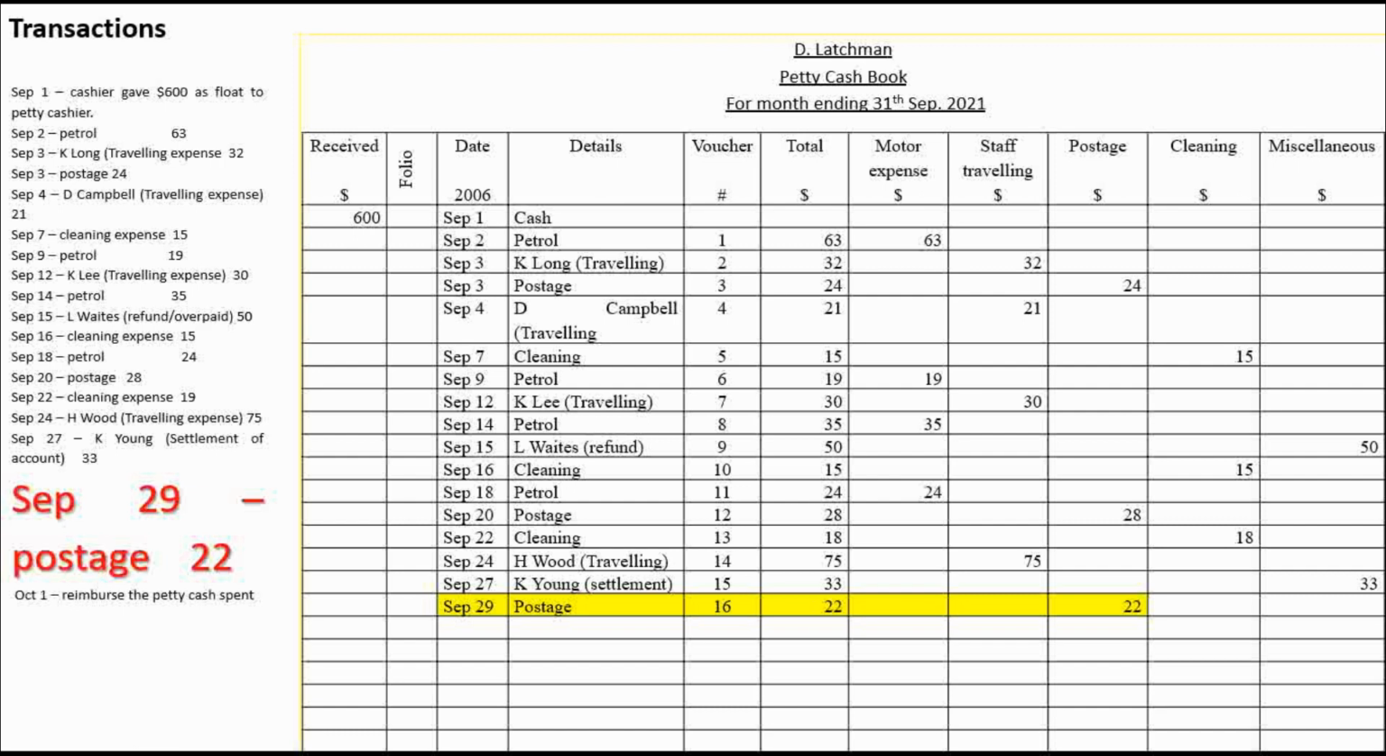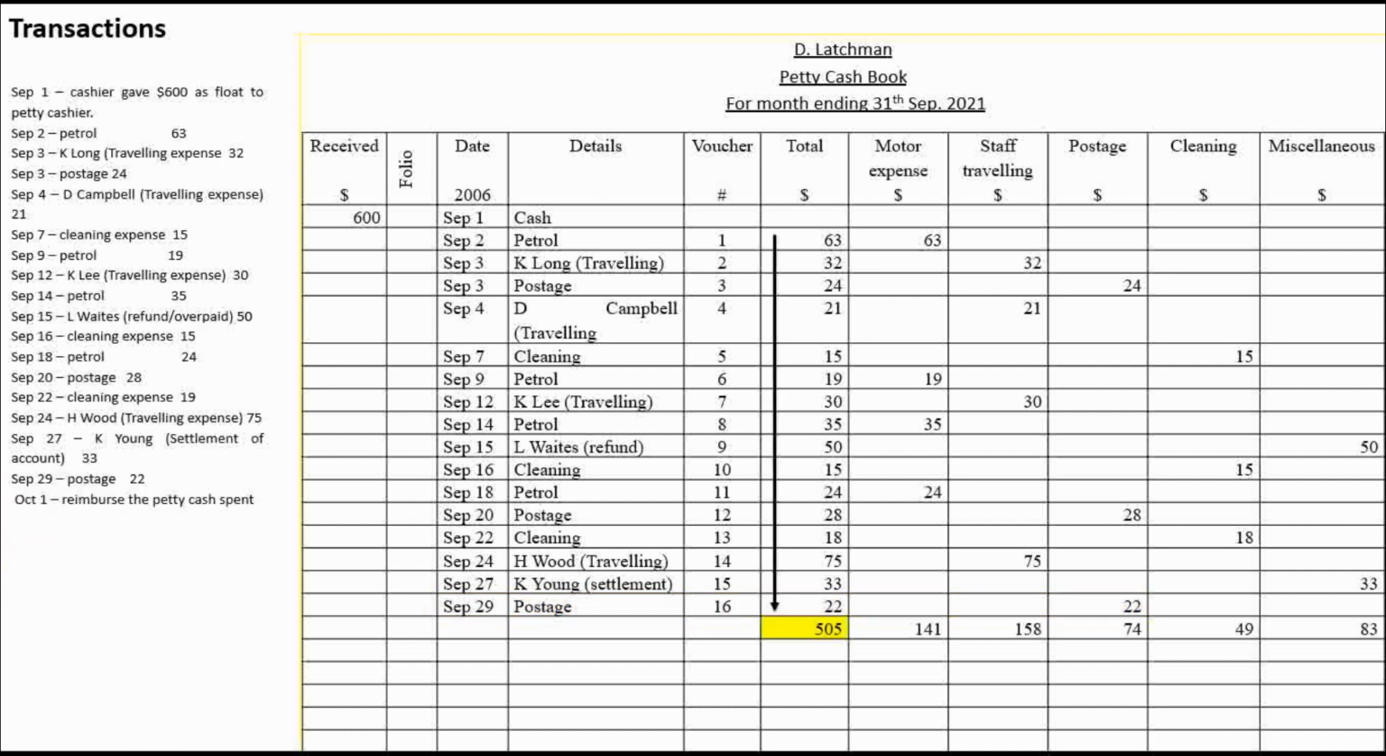Now that we have finished all our transactions for the month, we have to find the total money that was given out. So we add up all the money in our total expense column for the month and we end up with $505.